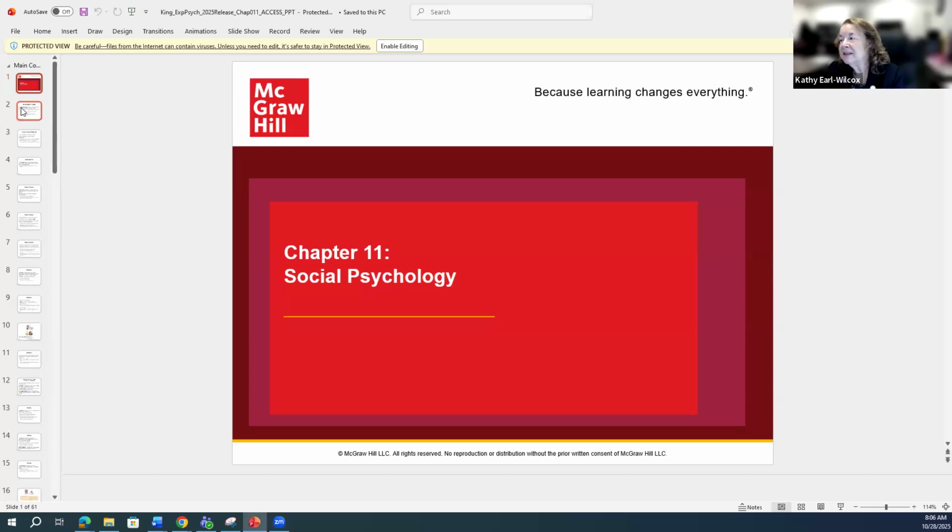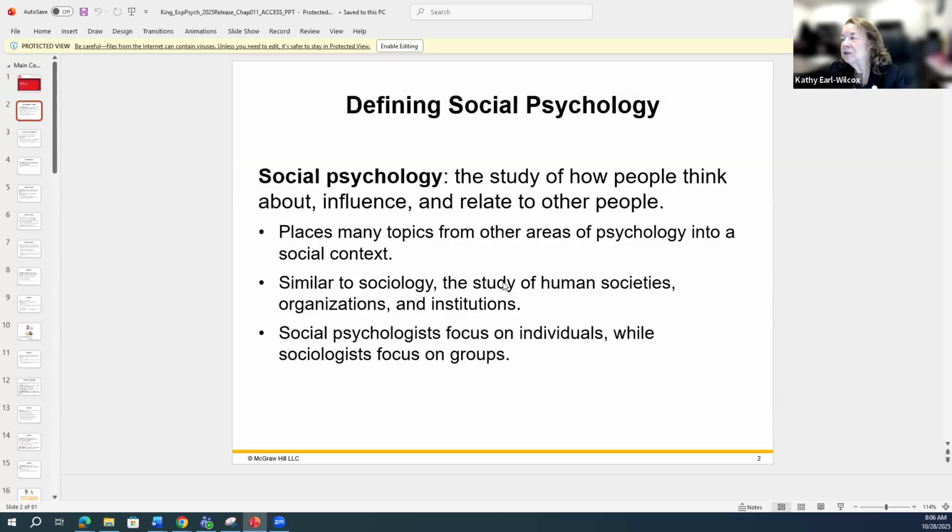When we're looking at things in this chapter, we're going to be defining social psychology, the study of how people think about, influence, and relate to other people. It places many topics from other areas of psychology into a social context.